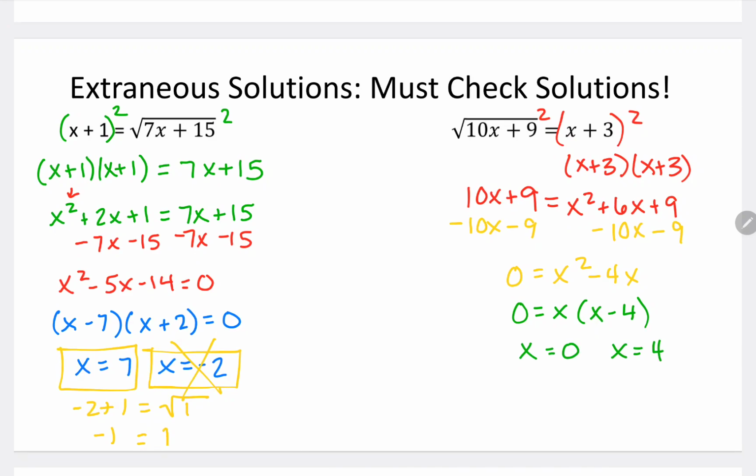But once again, we need to plug those back into the original and make sure that they work. When I plug in 0, I get the square root of 9, or 3 equals 3. That's true, so 0 is a good solution. And when I plug in 4 to both sides, I get the square root of 49 on the left side, which is 7, and I get 7 on the right side. So in this case, both of those are good solutions.